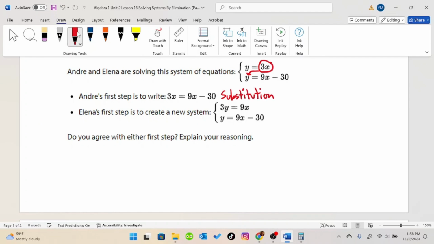Now on Elena's, what Elena did was take the entire top equation and multiply by 3. 3 times y gives you 3y. 3 times 3x gives you 9x. And now, if Elena subtracted the bottom equation from the top equation, the 9x minus 9x would eliminate and leave you with just y's to solve for. So this is elimination.